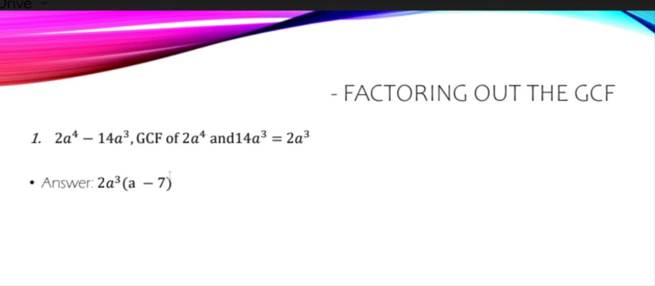So, for our final answer, we can write our answer as 2a cubed times, and in the parentheses, we can divide the original binomial by the GCF. So for our final answer, we get 2a cubed times a minus 7. And for making sure that our answer is correct, we can distribute the 2a cubed into the expression and we'll get the same results. Let's move on.